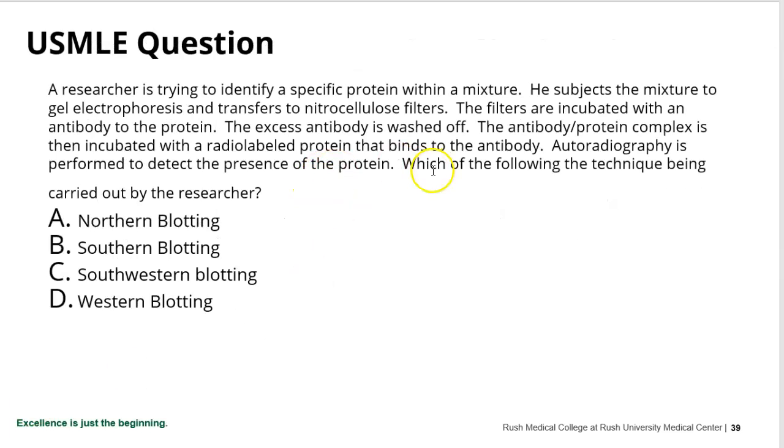So here we have a USMLE question. I took this out of a book. A researcher is trying to identify a specific protein in a mixture. He subjects the mixture to gel electrophoresis and transfers it to nitrocellulose filters. The filter is incubated with antibodies to a protein. The excess antibody is washed off, and the filter is then incubated with a radioactive protein that binds to the antibody. Autoradiography is performed for the presence of the protein. Which of the following is this?